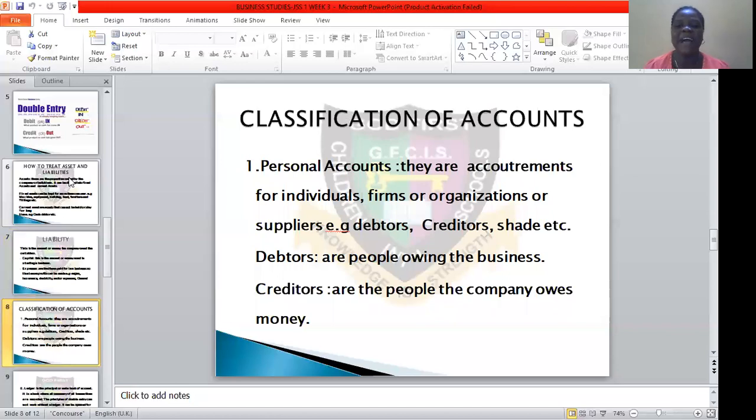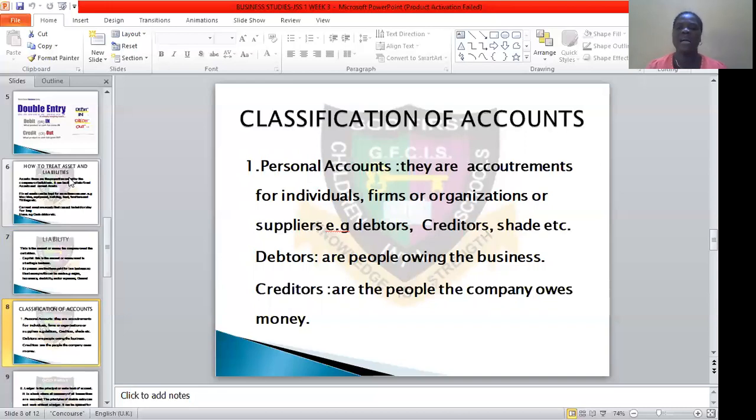So the next one we are going to look at is the classification of accounts. Accounts can be classified into personal accounts. From the word personal, personal accounts are meant for individuals. You are talking about yourself as an individual in an organization, such as debtor, supplier, like your name, my name, and other names.